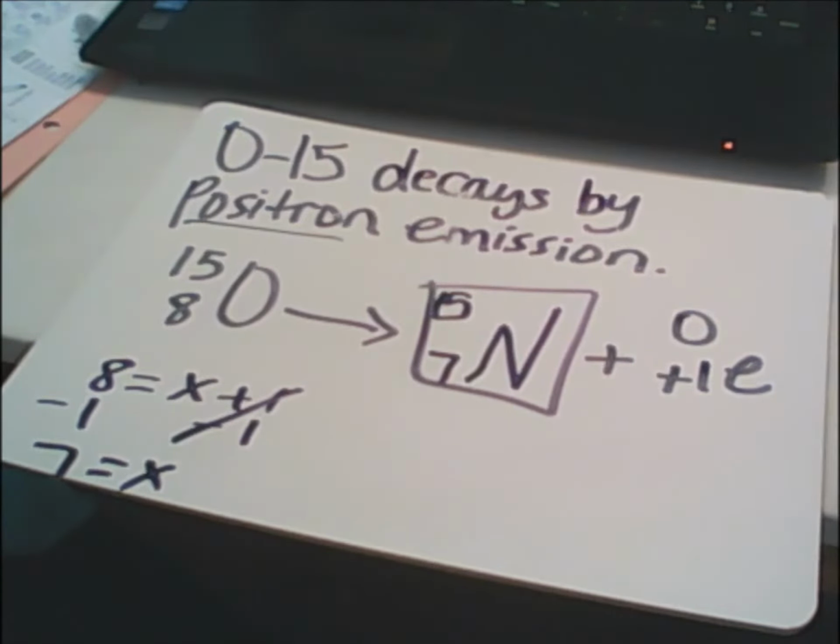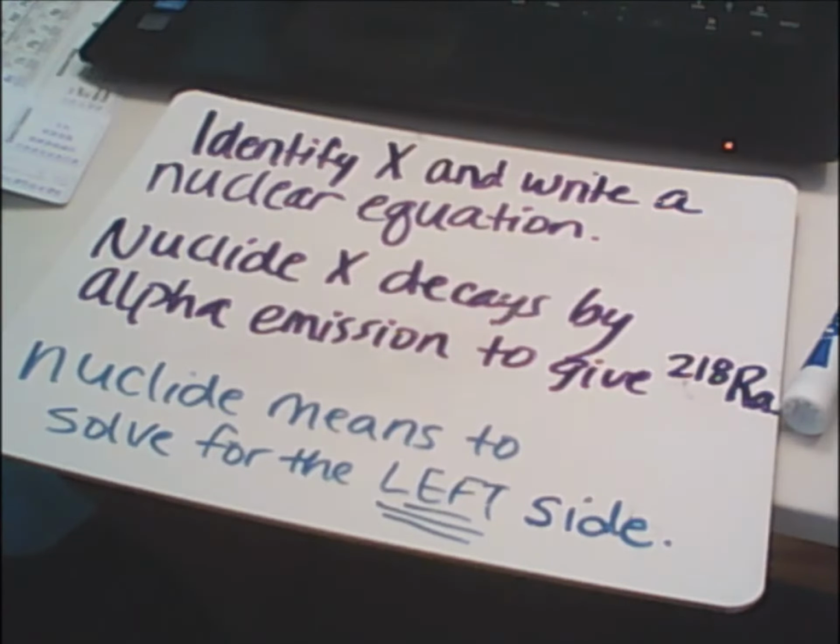Now, let's take a look at some more examples when we're doing an equation in which they ask you for the nuclide, when the nuclide decays by a certain type of radiation. Look at this particular one. This says identify X and write a nuclear equation. Nuclide X decays by alpha emission to give 218 Ra. Of course, Ra stands for radium on your periodic table.